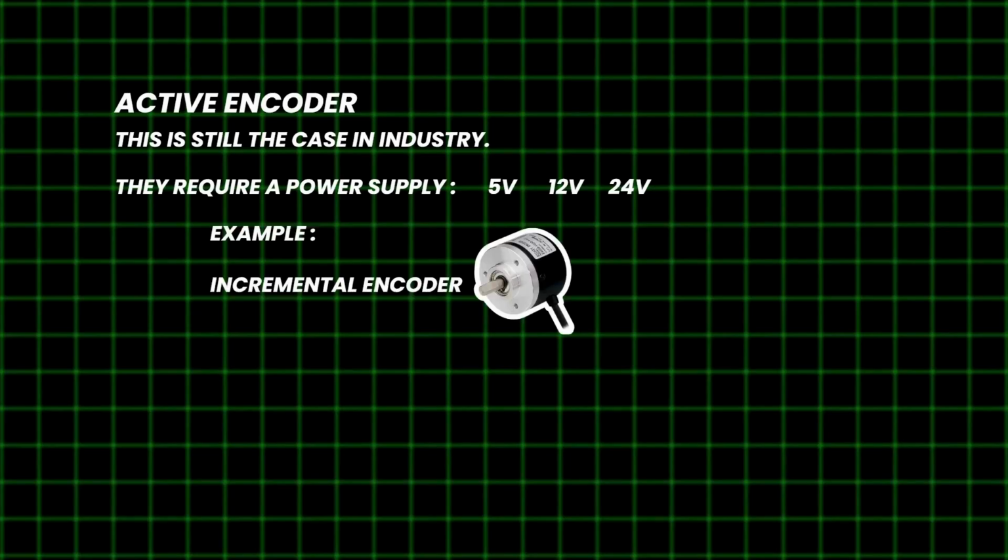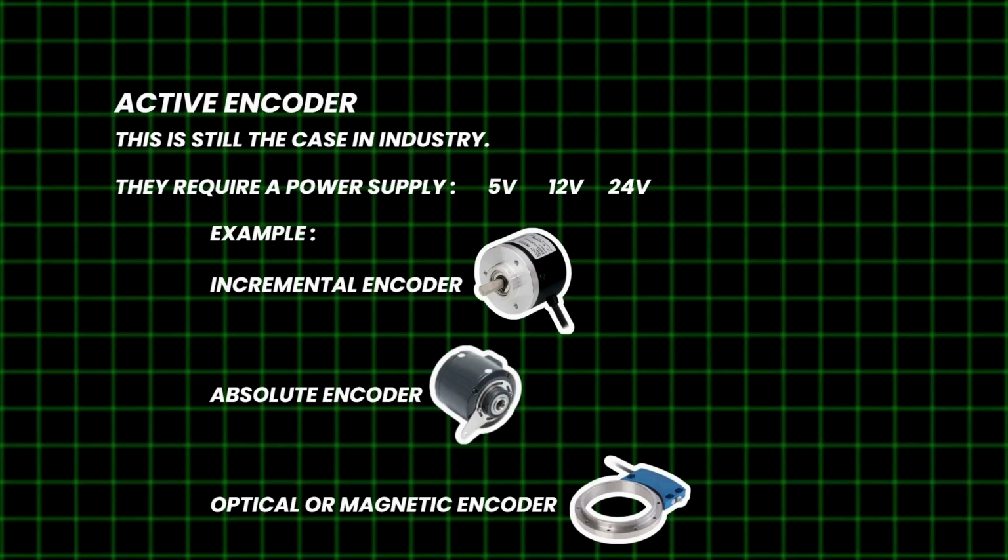And now you have the active encoder. This is the usual case in the industry. It requires a power supply: 5 volts, 12 volts, 24 volts. As an example, you have the incremental encoder, the absolute encoder, and the optical or magnetic encoder.